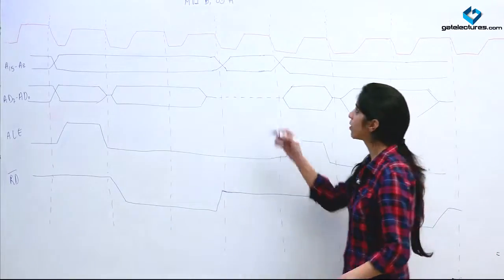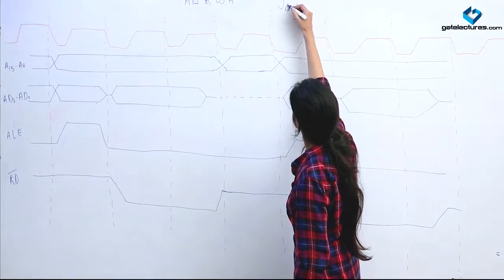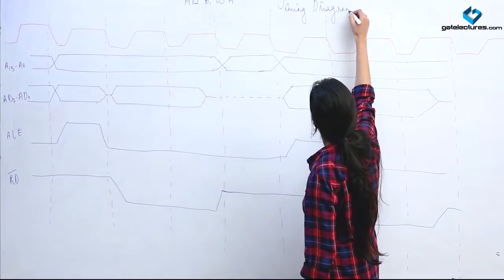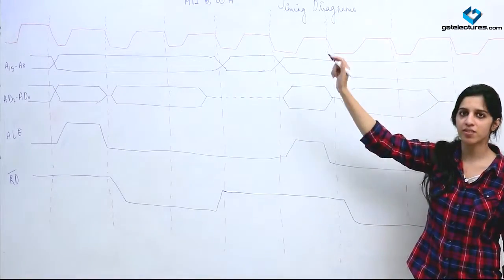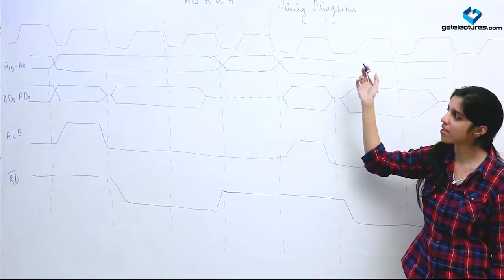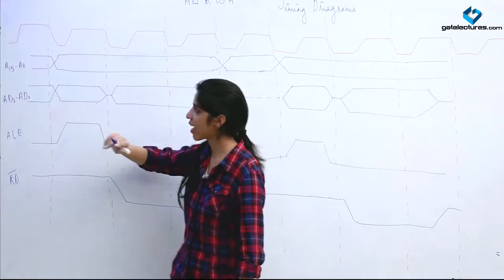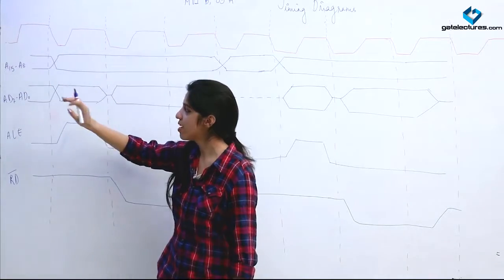Okay, so today we are going to look at timing diagrams. Basically, in timing diagrams we are going to see, for a particular instruction, how many clock cycles are going to be consumed.